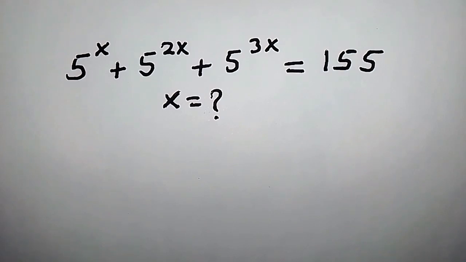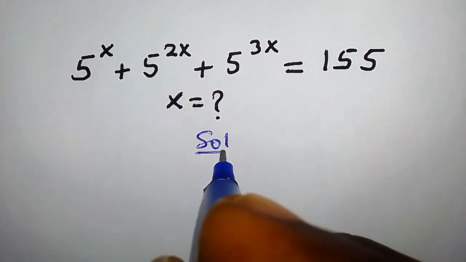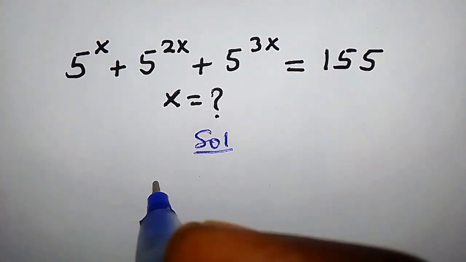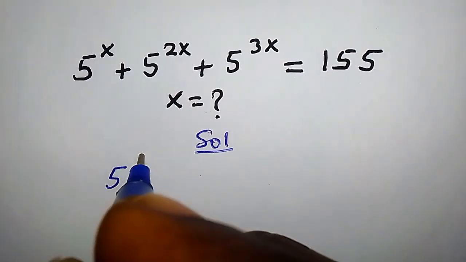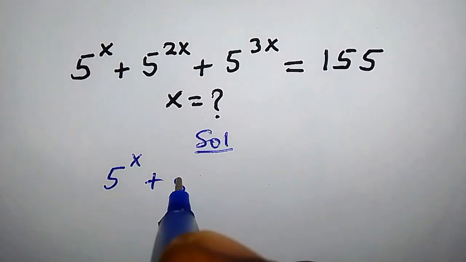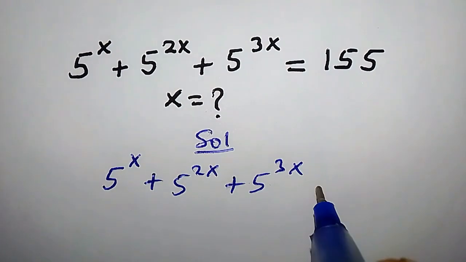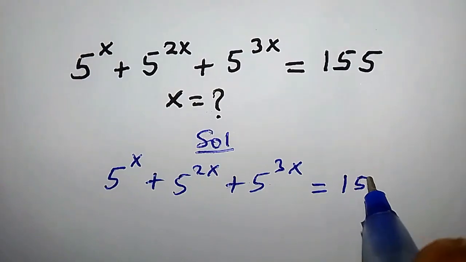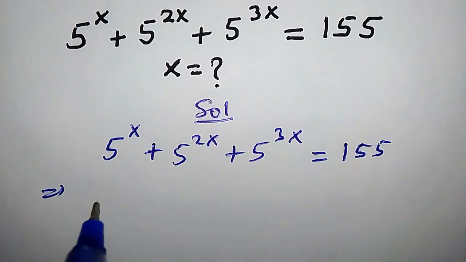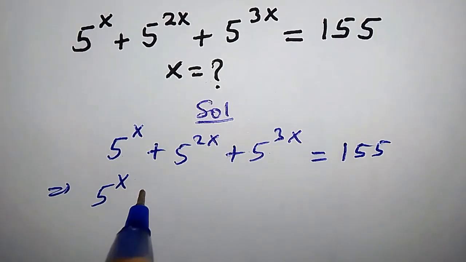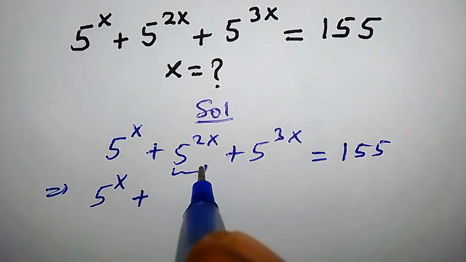Hello, how do we solve for x in this equation? Solution. Let's get down the question first. 5 to the power of x plus 5 to the power of 2x plus 5 to the power of 3x is equal to 155.